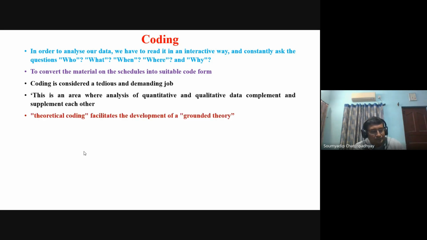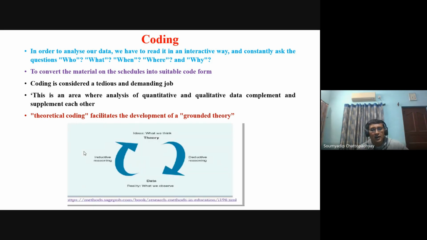This is basically the essence of theoretical coding. It is generally said that theoretical coding facilitates the development of a grounded theory. And that is why I find this particular structure or figure very compelling, because if you look at the upper side of this picture, theory means ideas, what we think. And then to understand those ideas we depend on data, which means reality, what we observe.